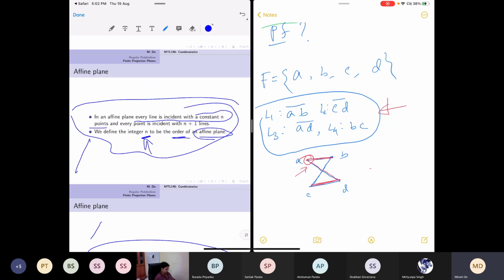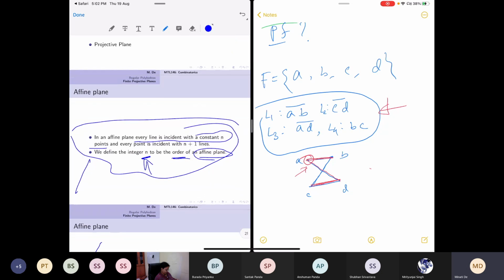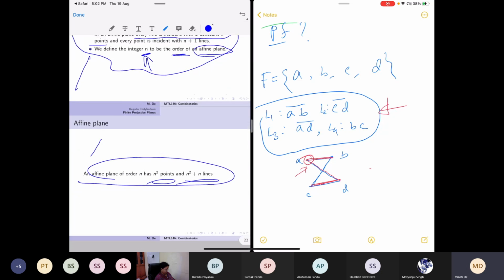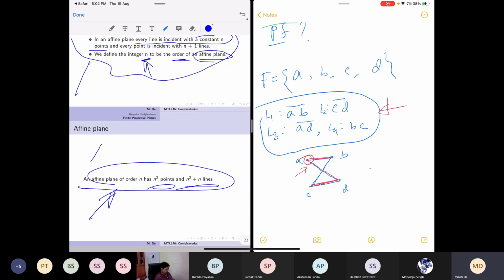statement. Sorry, to be specific, this statement. Just try to prove it, using whatever you have learned so far, using the properties of finite projective planes.